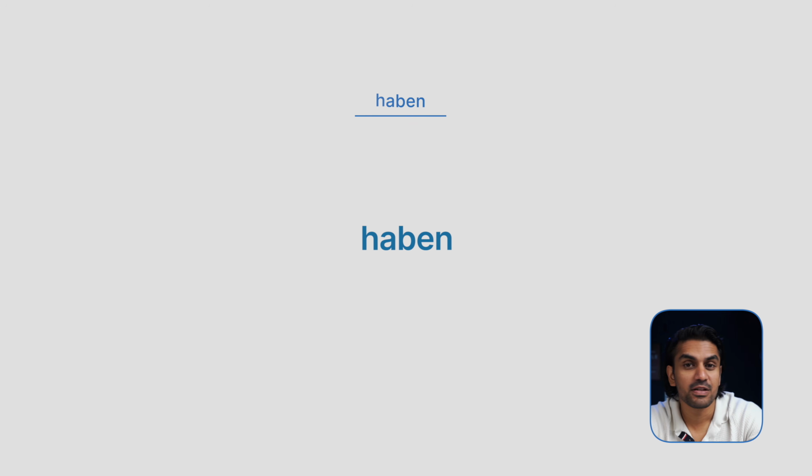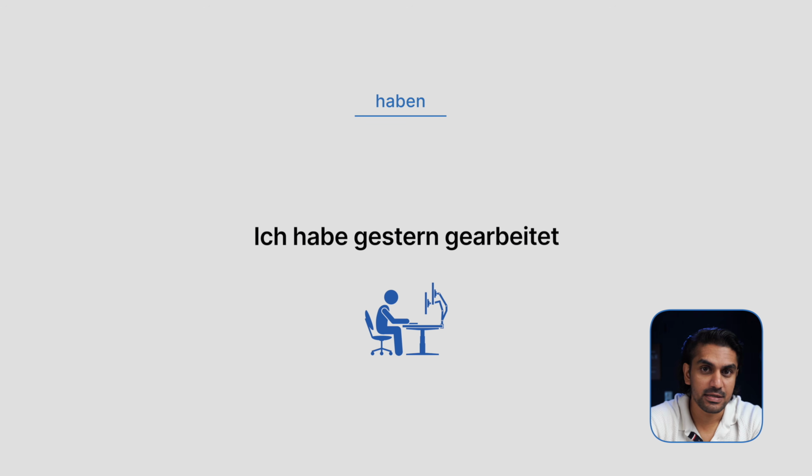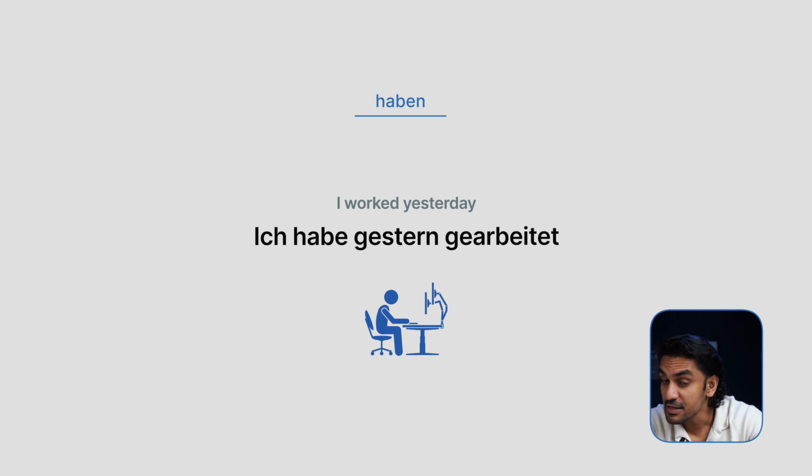For pretty much everything else, you use haben. For example, ich habe gestern gearbeitet. I worked yesterday. Here, there is no movement or no change of state. It's just an action. So haben is the right choice. Now to the second part.